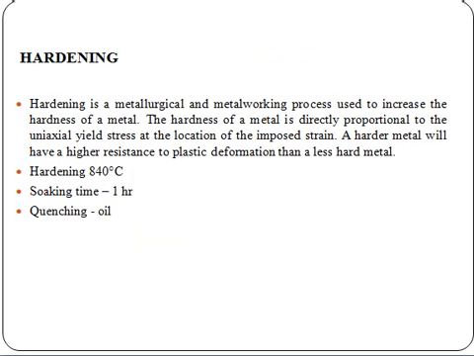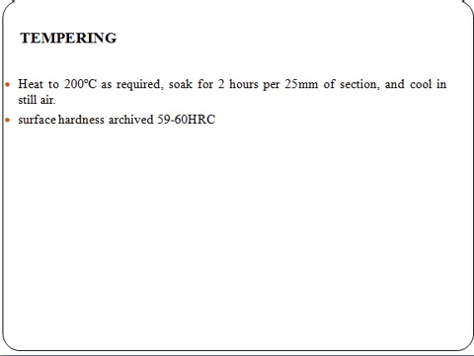Hardening. Hardening is a metallurgical and metalworking process used to increase the hardness of the metal. The hardness of the metal is directly proportional to the initial yield stress location of the strain. Hardening at 840 degrees Celsius, soaking time 1 hour, quenching in oil. Next, tempering. Tempering is heating at 200 degrees Celsius as required. Soak for 2 hours per 25 mm of section. The coolant is still air. Surface hardness achieved is 59 to 60 HRC.